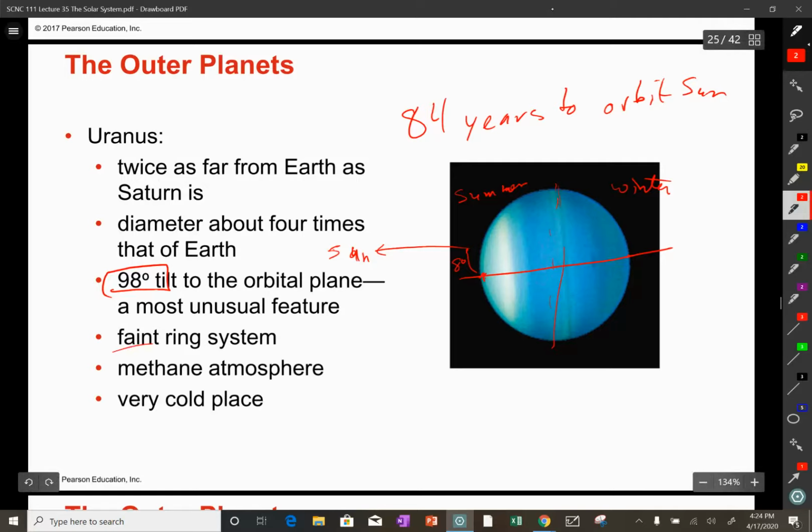Notice it says a faint ring system, and methane in the atmosphere that gives it its bluish color. Very, very cold. Its diameter is about 4 times that of Earth, and its rock core in the center is about 20% of the planet. So its rock core is just about the same size as the Earth. And notice it's once again twice as far from the Earth as Saturn is. So our spacing is getting much bigger.